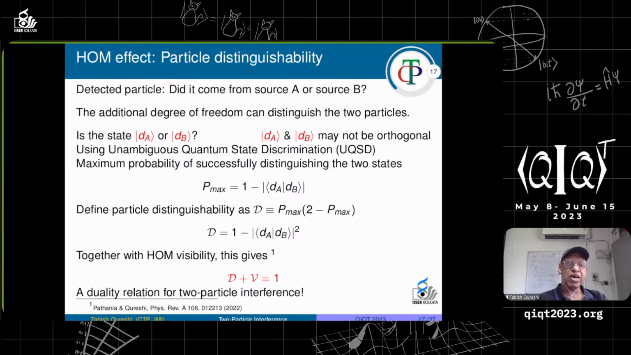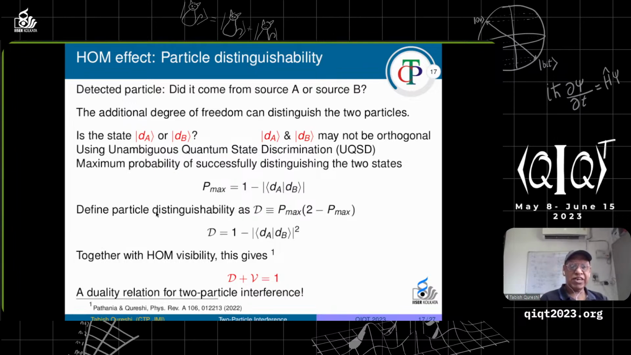For a detector, you have just a photon coming. Since photons are identical, you have no way of knowing whether it came from source A or source B. All you can do is distinguish whether the polarization is dA or the polarization is dB. And if they are not orthogonal, the maximum probability of distinguishing them without any error is just given by 1 minus the inner product of dA and dB. This I am not deriving. You can actually read up on it. This is a standard result from UQSD, unambiguous quantum state discrimination. So the maximum probability is this.